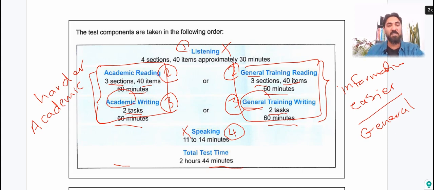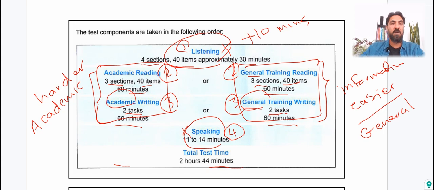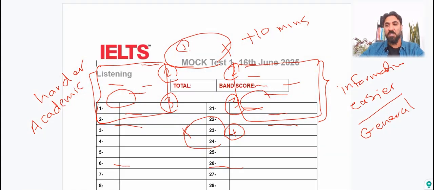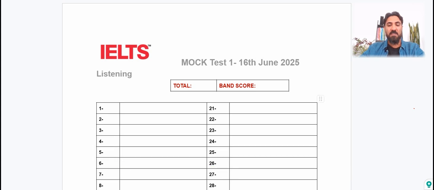So this is the main difference that you will get in the test. The listening and the speaking are the same in both exams, academic and general. You will have 4 sections, 40 questions, and 30 minutes in your listening, plus 10 minutes to transfer your answers to an answer sheet, which looks like this. So as you can see, this is an answer sheet for the listening. You have the 40 question types here, as you can see.